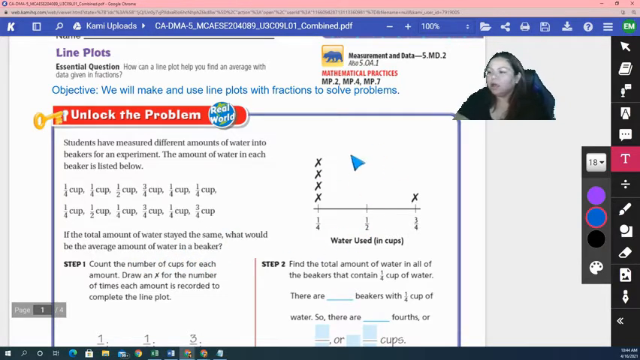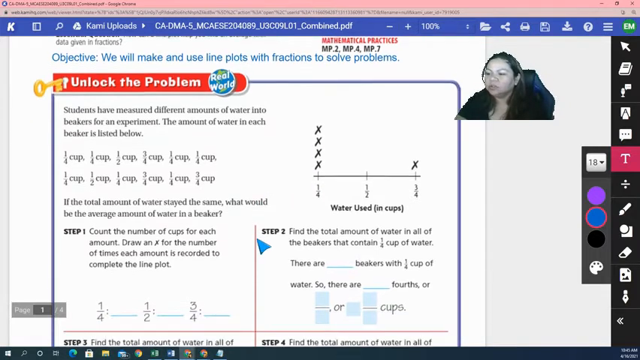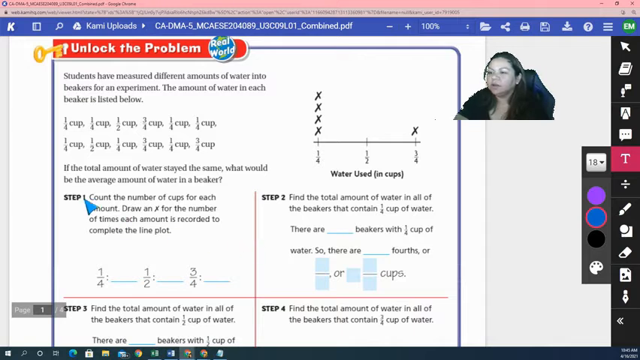So here they have organized the information in a line plot, but it's not complete yet, right? So the first step to be able to record this accurately is to make a list of how many 1/4 cups we have, how many 1/2 cups we have, and how many 3/4. That way we can graph more accurately. Okay, so we're going to go ahead and count that.